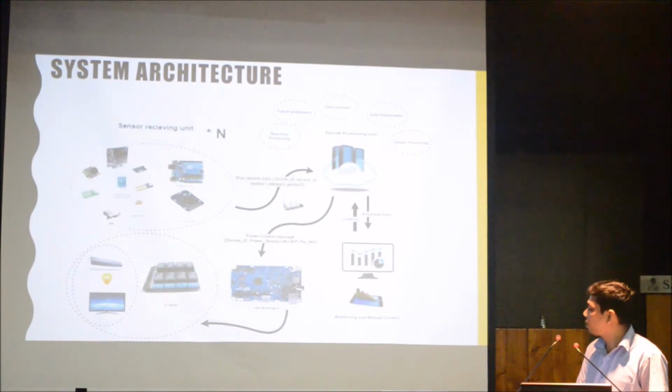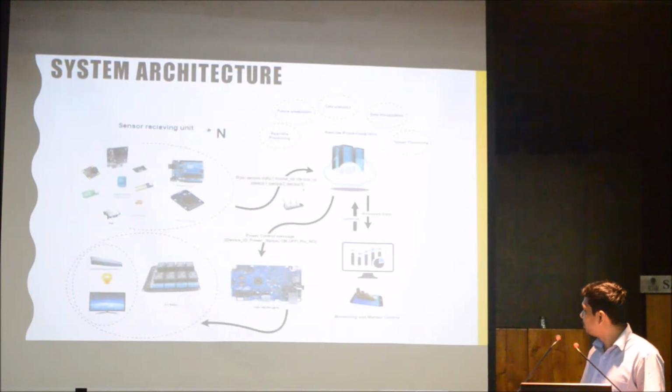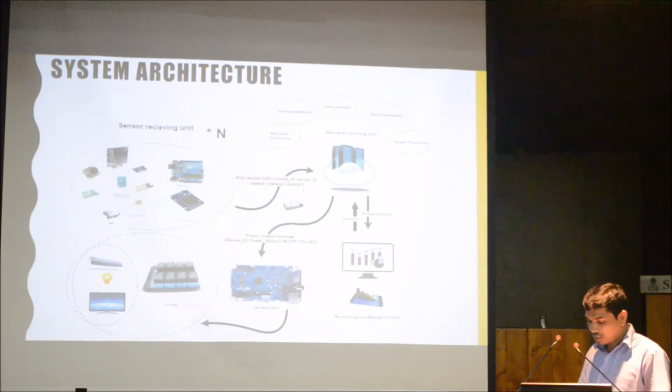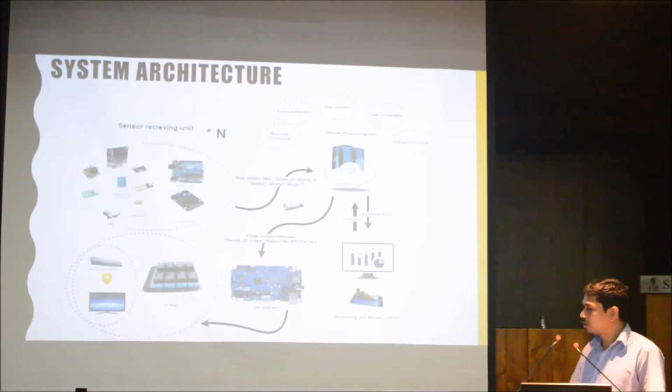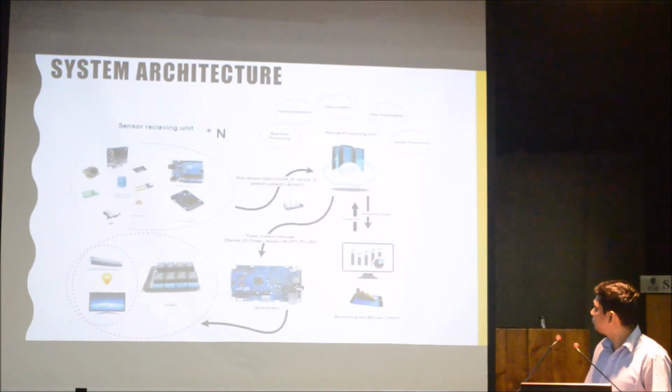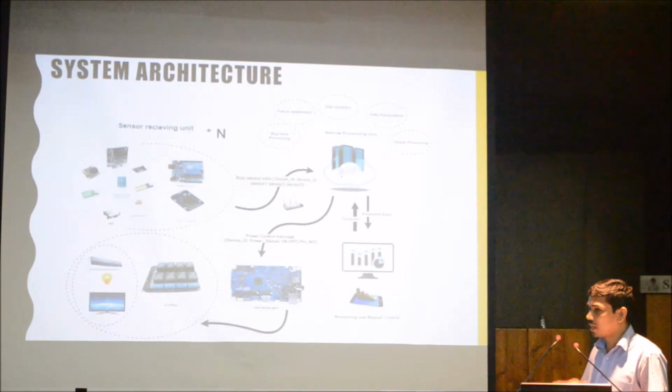For example, house ID and device ID, sensor 1, sensor 2, sensor 3. So all the collection of sensor details are pushed into the cloud system. In the cloud system, we have several processing units. For example, at a very large scale, we will receive a very large amount of data.